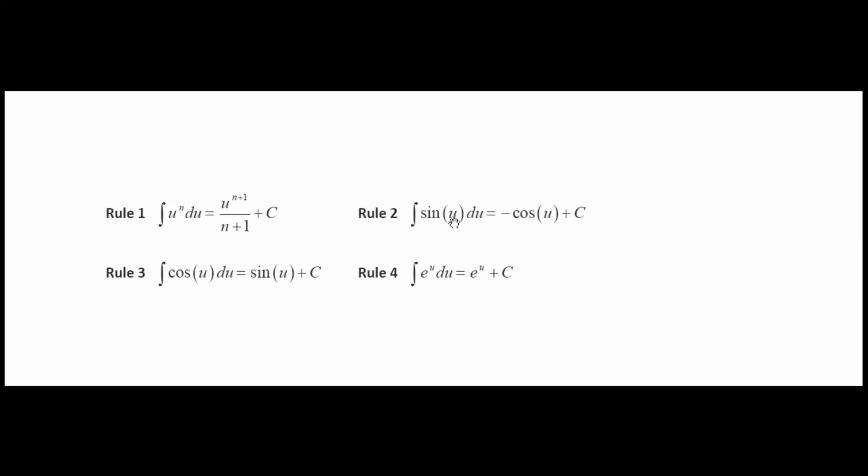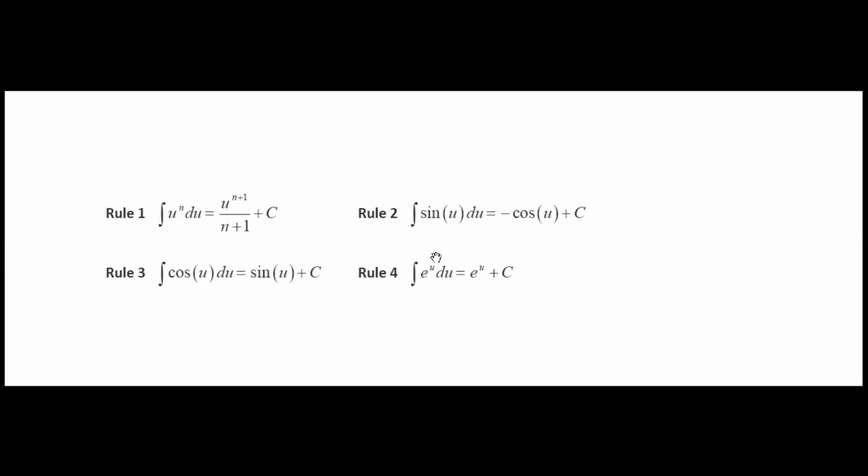Follow me? So you think backwards, you ask yourself, what has a derivative of the sine? Cosine, but it's not just cosine, it's minus cosine. Now, on the other hand, rule 3, what has a derivative of cosine? It's the sine, and the derivative of sine is the cosine, so we're done. What has a derivative of e to the u? The derivative of e to the u is e to the u, so the antiderivative of e to the u is e to the u.